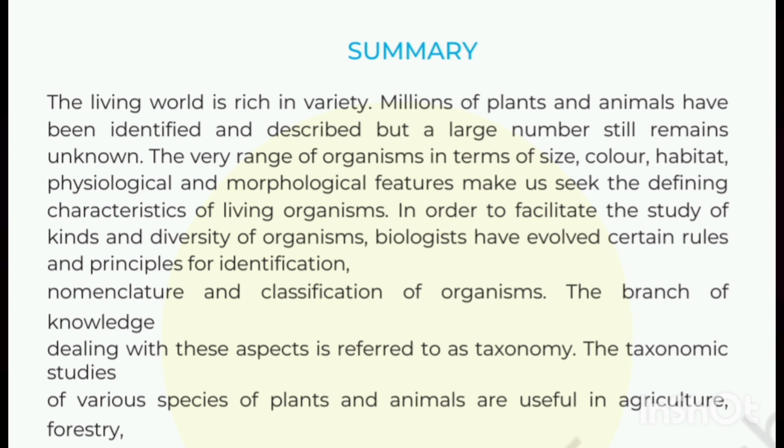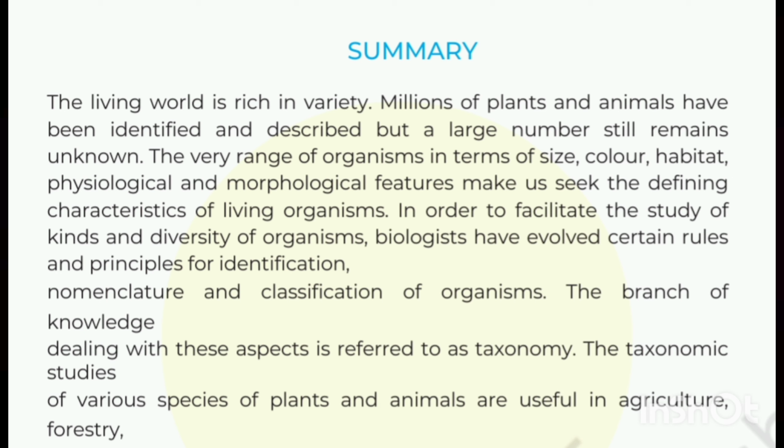Summary: the living world is rich in variety. Millions of plants and animals have been identified and described, but a large number still remains unknown. The very range of organisms in terms of size, color, habitat, physiological and morphological features make us seek the defining characteristics of living organisms. In order to facilitate the study of kinds and diversity of organisms, biologists have evolved certain rules and principles for identification, nomenclature, and classification of organisms.